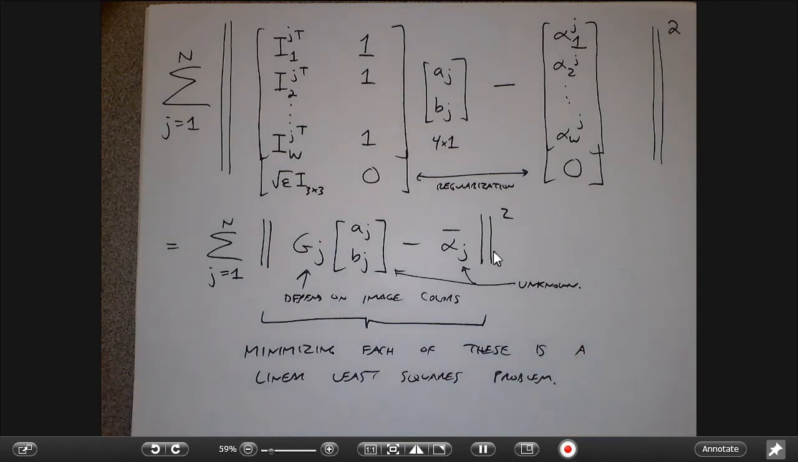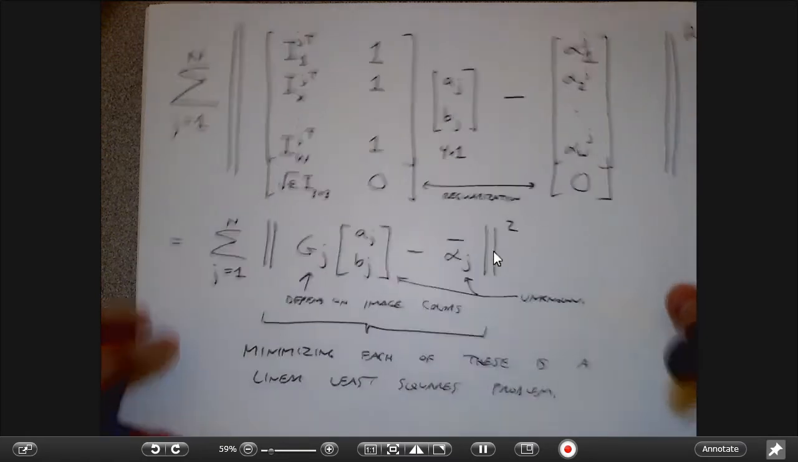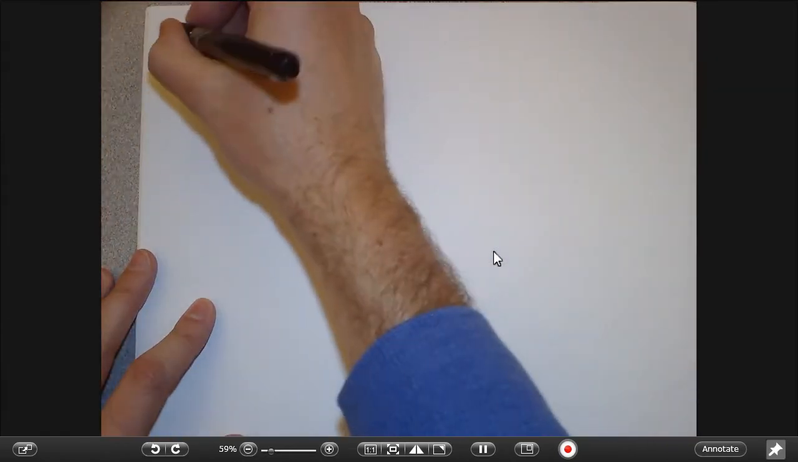Right? So what we really care about is alpha. So it's like saying, suppose I told you what this vector was, how would I find a and b to bring those two things as close together as possible? Well, suppose we knew alpha.